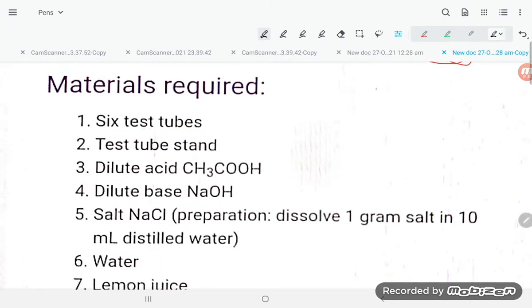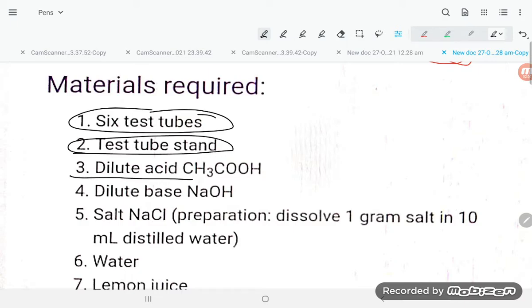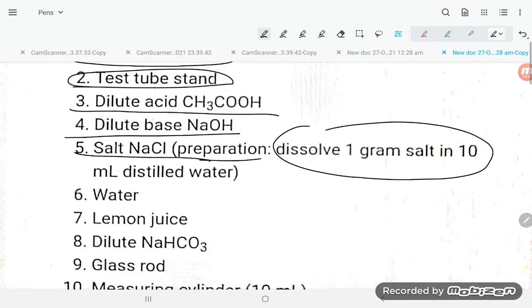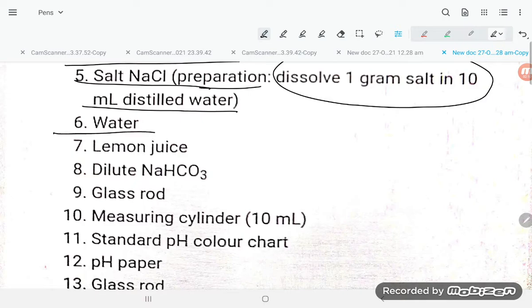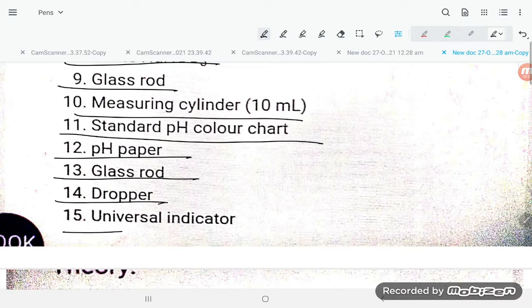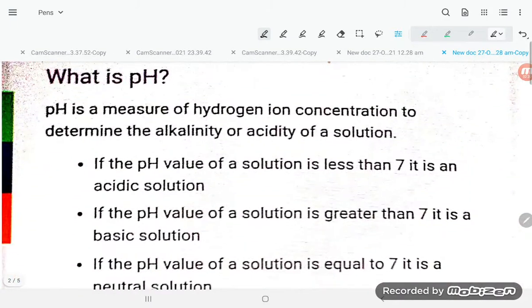Let us see the material required. 6 test tubes, test tube stand, dilute acetic acid, dilute NaOH, salt NaCl. Dissolve 1 gram of salt in 10 ml of distilled water. Then water, lemon juice, dilute NaHCO3, glass rod, measuring cylinder 10 ml, standard pH color chart, pH paper, dropper, and universal indicator are also required. These are very common things that you will get in the book.